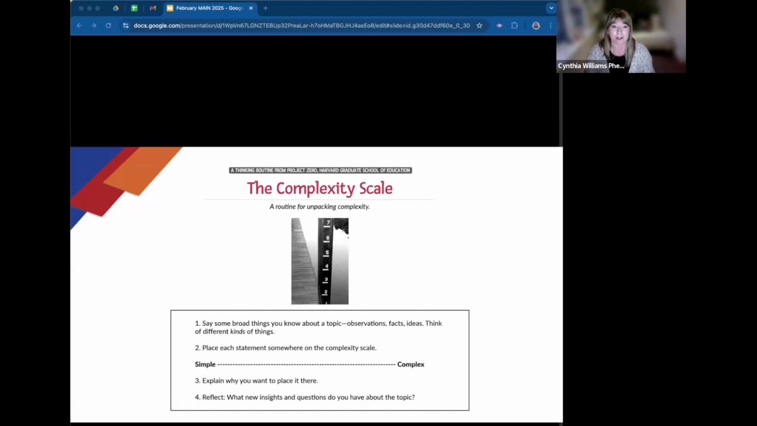Basically what we're going to do is actively listen to a poem. Then I'm going to give you a few phrases from that poem, and you are going to rank them on this scale of most important to least important. So simple to complex. And then you're going to tell us why you did it.